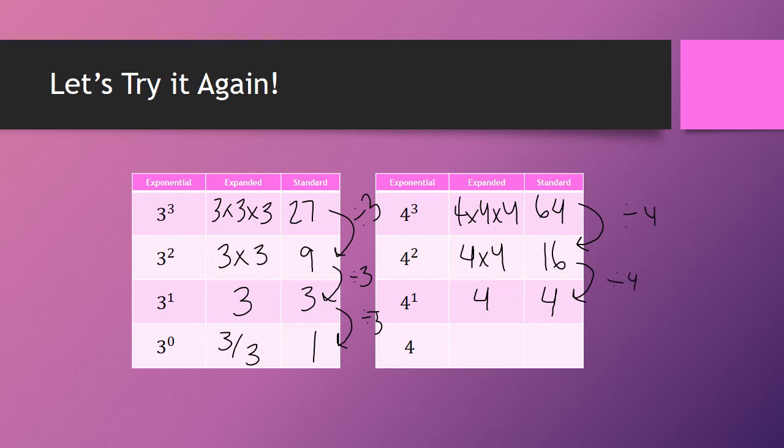So that means I want to go from 4 to my next box by dividing by 4. So this must be 4 to the 0 power. 4 to the 0 power is the same as 4 divided by 4, which is 1. Again, it's not going to be 0. It's not that it doesn't exist. It's that it gets divided away. And when we divide, our answer is going to be 1. We can't divide and get 0.